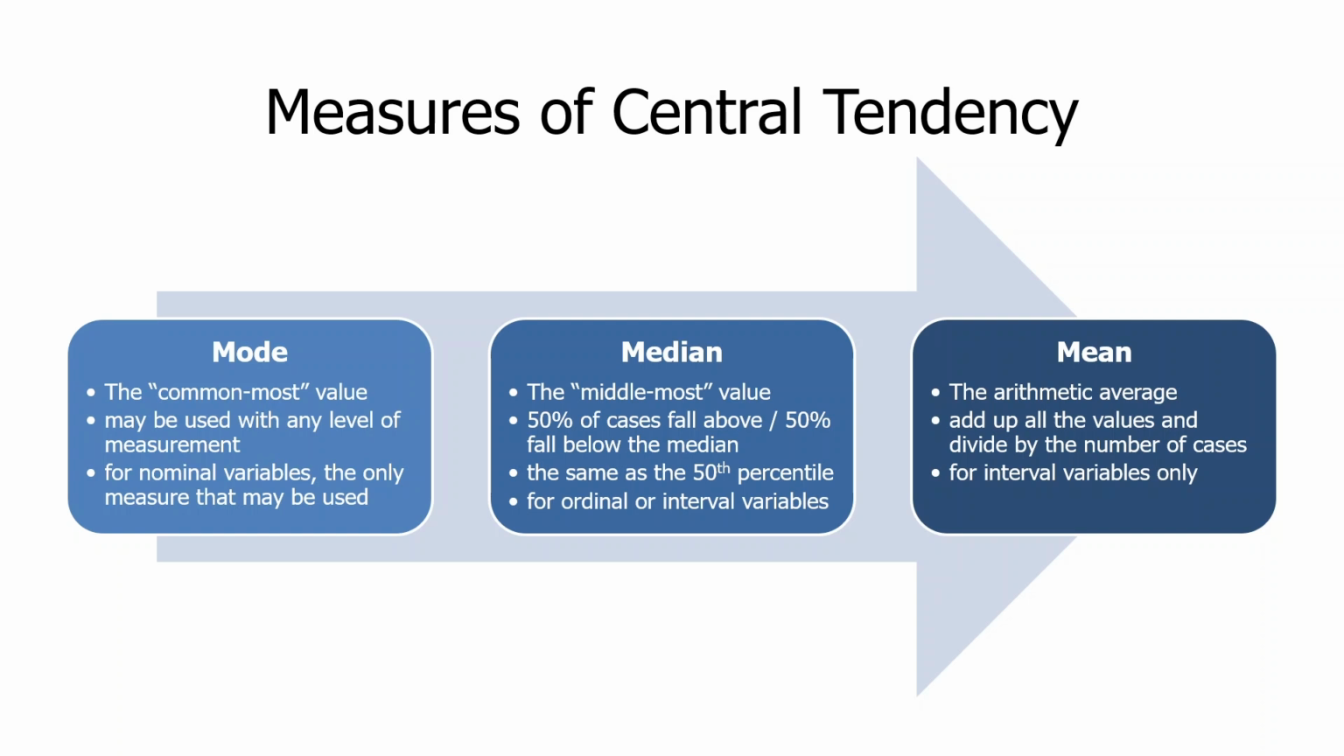And then the arithmetic mean, the arithmetic average. This can be used for interval level variables only. Add up all the values, divide by the number of cases. This is for intervals only.